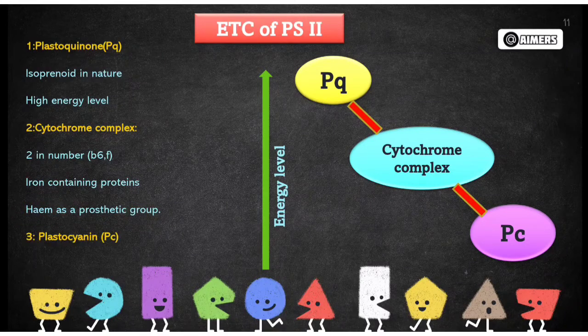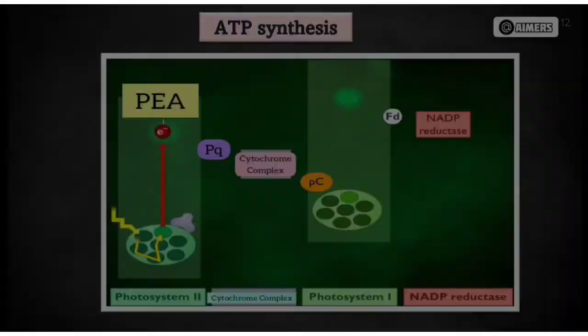Now the third electron carrier is plastocyanin. Do remember that plastocyanin is a copper containing protein. Okay, as it is copper containing, it is blue in color. So you will remember it with the help of cyanin, C and copper containing. This is very important for the MDCAT MCQs. So you have to remember which electron carrier has which type of nature. Plastoquinone is isoprenoid, cytochrome is an iron containing protein, and plastocyanin is a copper containing protein.